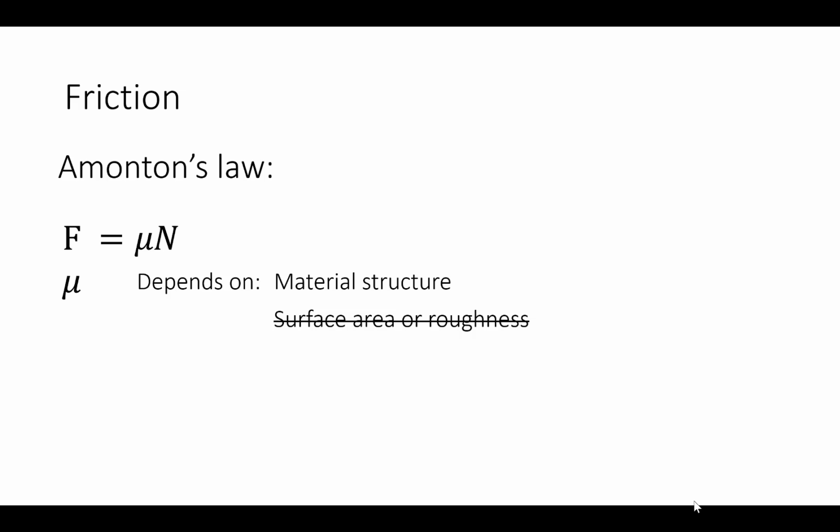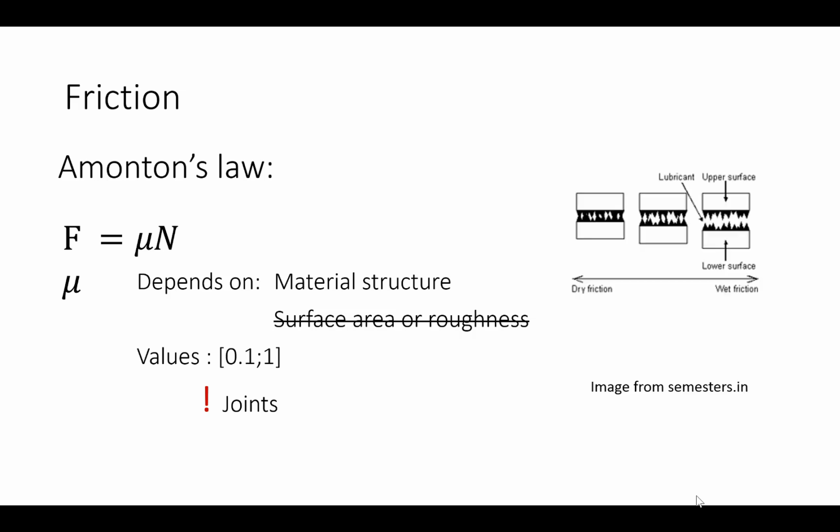Mu is unitless, and for dry synthetic material, it has typical values between 0.01 and 1. However, in joints, the friction coefficient can go as low as 0.01, which is 10 times smaller than the usual values for dry synthetic materials. Furthermore, the presence of a film of lubricant can reduce the friction coefficient more than tenfold. And the work done to overcome friction is primarily dissipated as heat.